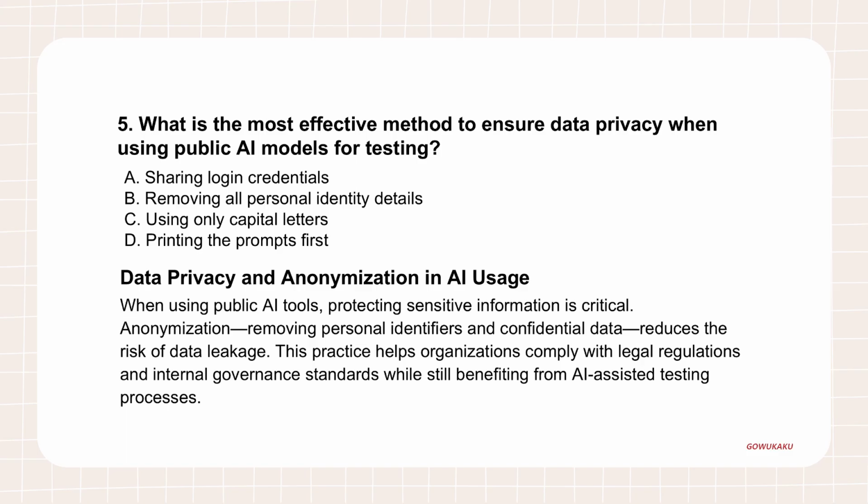Question 5 addresses a huge one, privacy. The question asks, what is the most effective method to ensure data privacy when using public AI models for testing? Keyword there is public, like the free version of ChatGPT or Claude. Right. The options here have some pretty funny distractors. A, sharing login credentials. B, removing all personal identity details. C, using only capital letters. D, printing the prompts first.